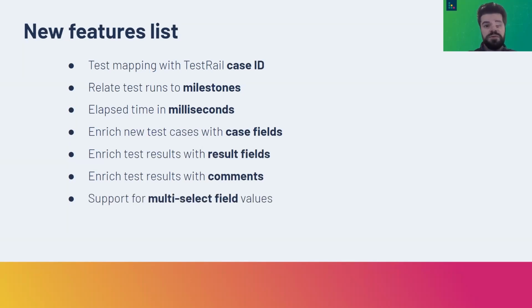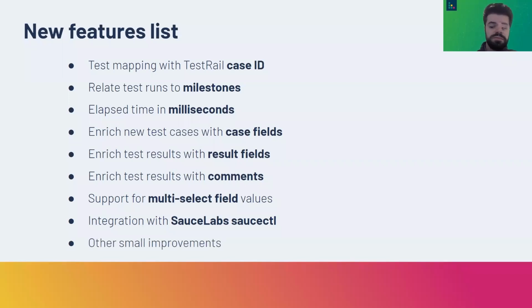There's also support for multi-select field values. This wasn't supported before, so if you have one of those fields, you can now send one or more values to inject in those fields. We have a really neat integration with the SauceLabs saucectl. For any of you who are using the saucectl, you can now have your links to SauceLabs in your TestRail results. I'll show you how it looks in a few moments as well. And then there were quite a few other small improvements.